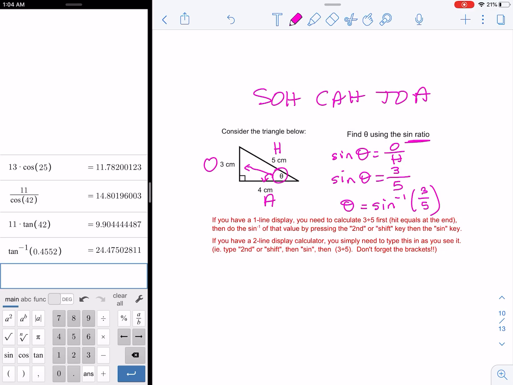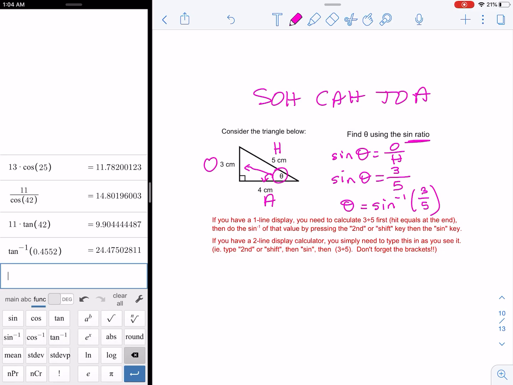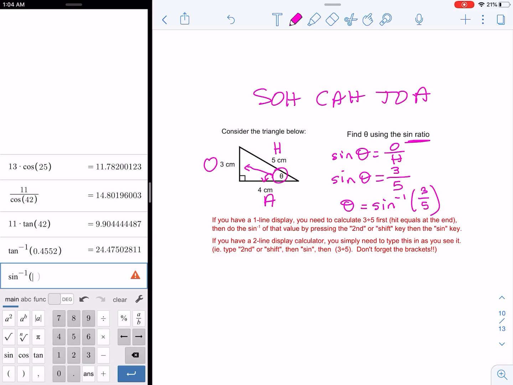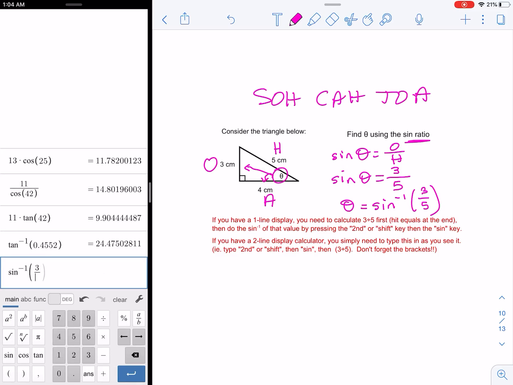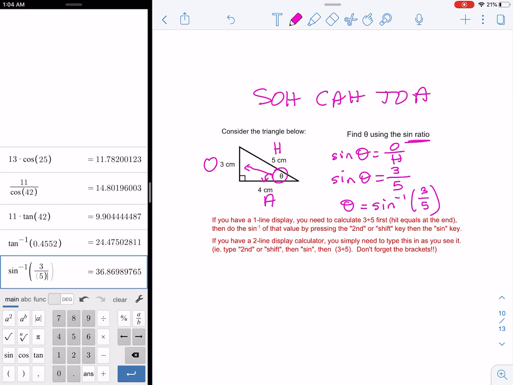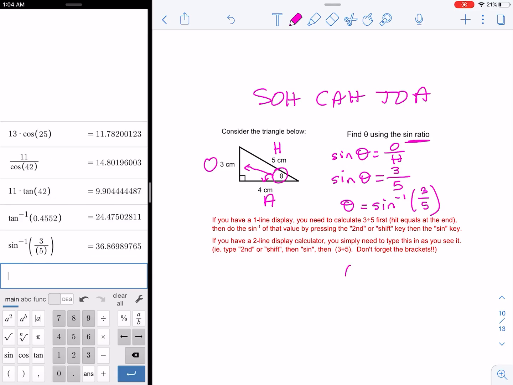So when you go to calculate it, again, with a 2-line display, I'm going to go to sine inverse, and then I'm just going to type in 3 divided by 5 and end bracket. I guess I didn't really need that, but okay. So that tells me that theta equals 36.9 degrees approximately.